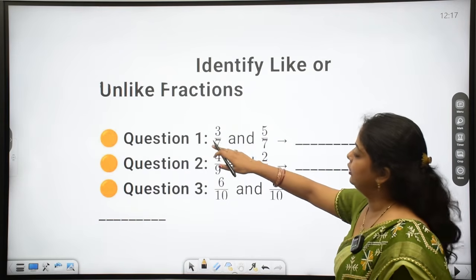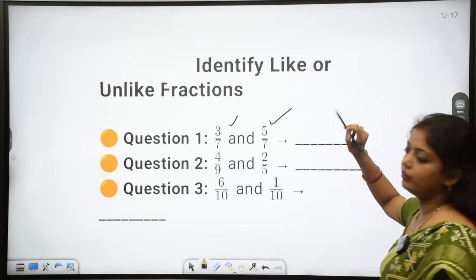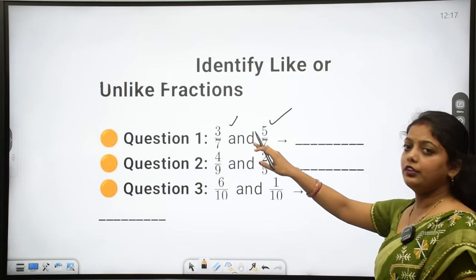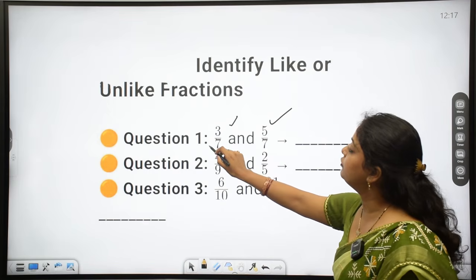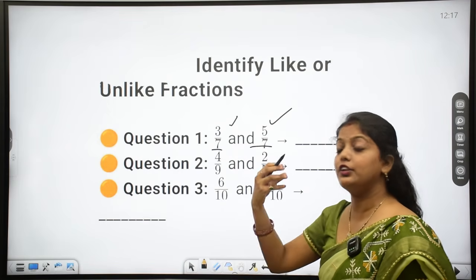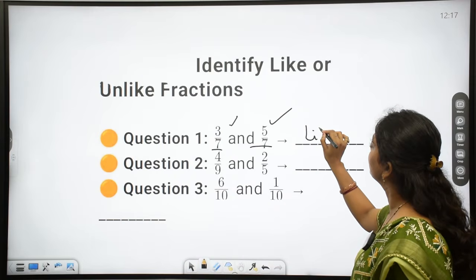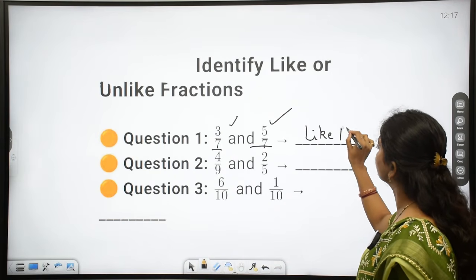In question 1, 2 fractions are given, 3 by 7 and 5 by 7. We have to see the denominator. Both of the fractions have 7 as the denominator. Denominators are the same, so we will consider them like fractions.